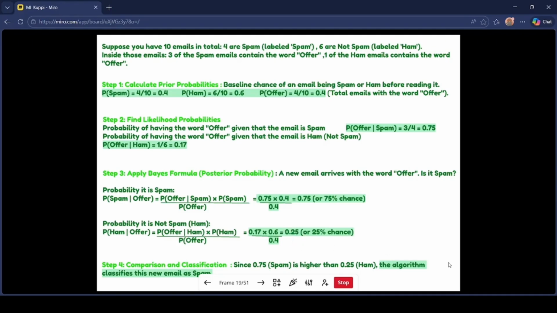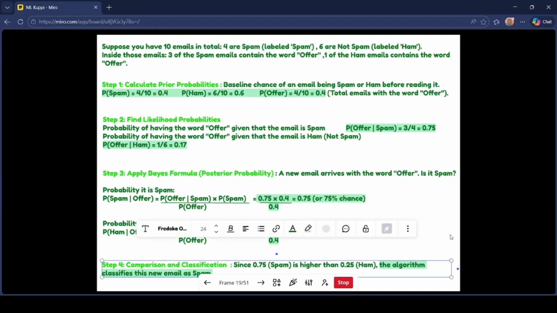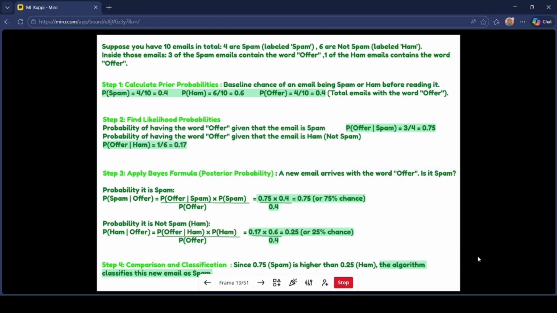Now that we have our calculations, we are going to compare the two values and then classify this email accordingly. So 0.75 probability of this email being spam, and 0.25 probability of this being not spam. So the algorithm classifies this email to be a spam email. So this is a simple binary classification example. We can always do more examples and figure out. This is just to understand the flow.